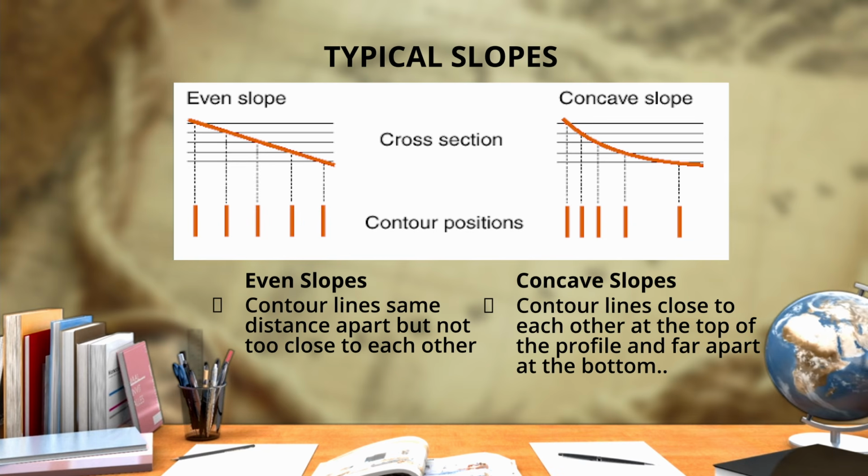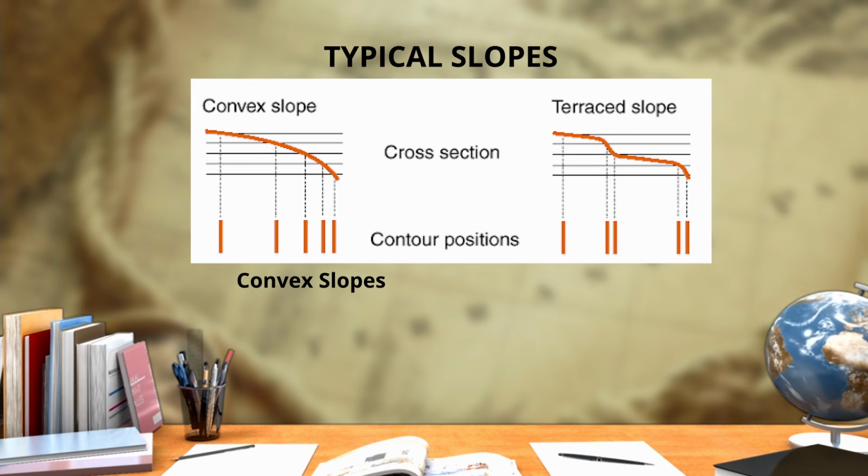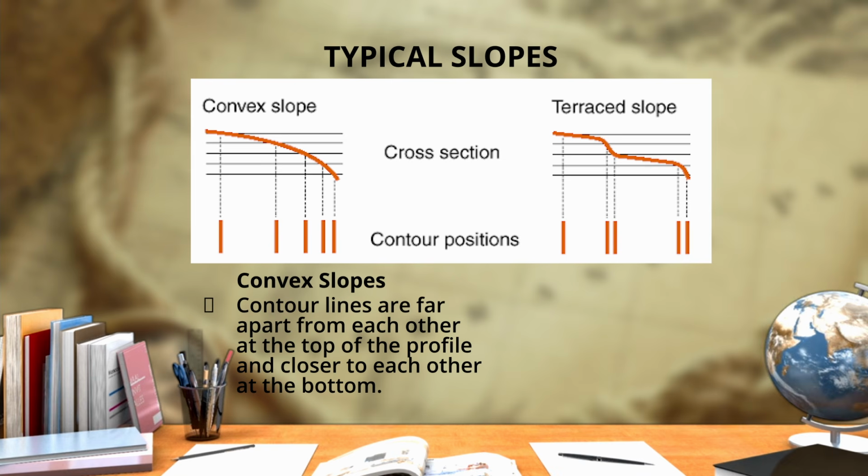That is our concave. While a convex is when contour lines at the top of the profile are far from each other and closer to each other at the bottom of the profile. What this means in a map is that when the lines that have got smaller numbers are close to each other... while those with bigger numbers are far from each other, that is our convex slope.